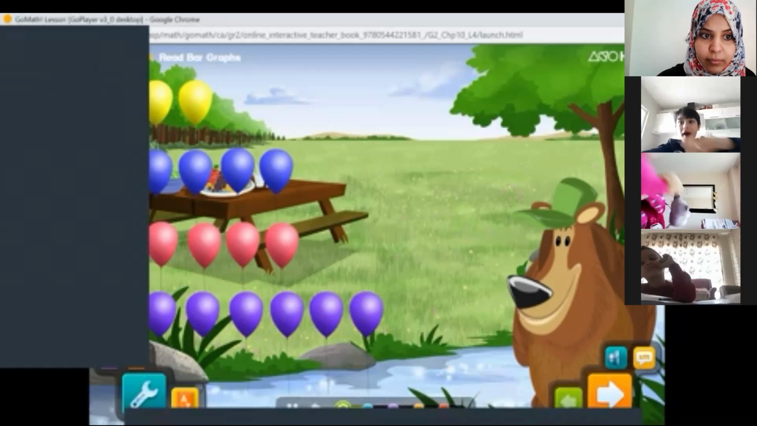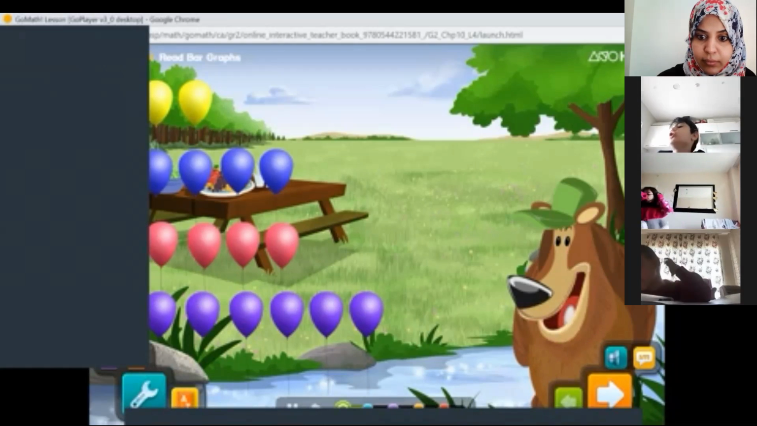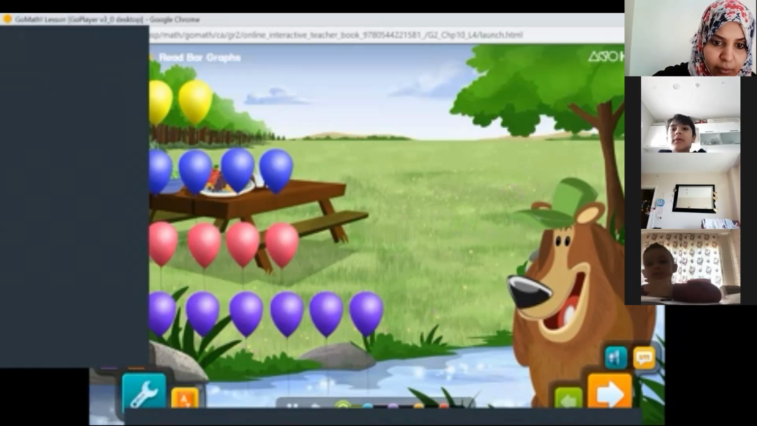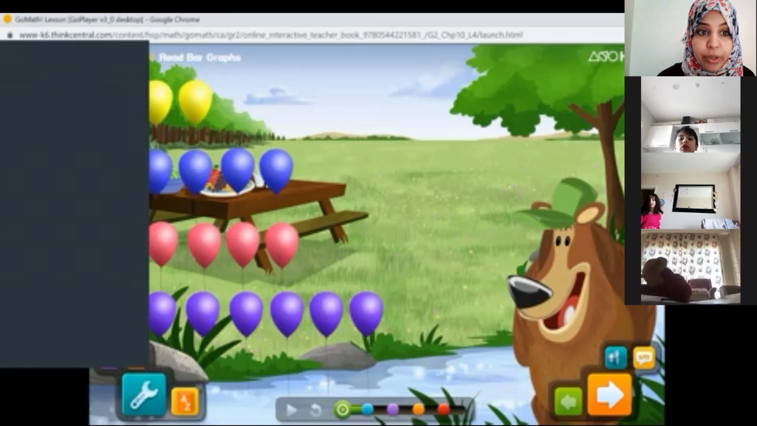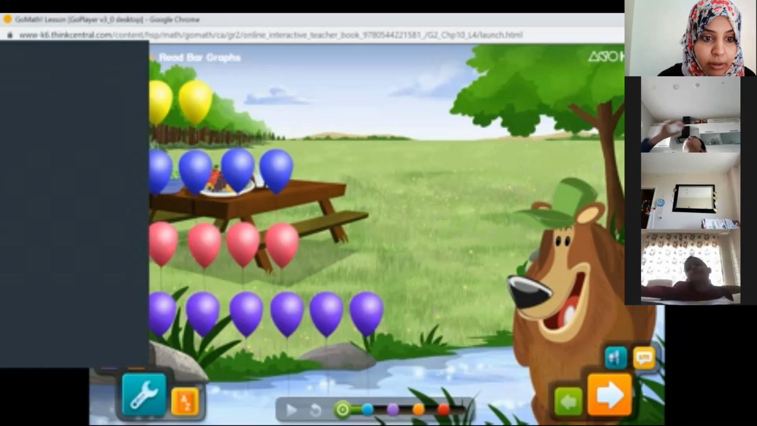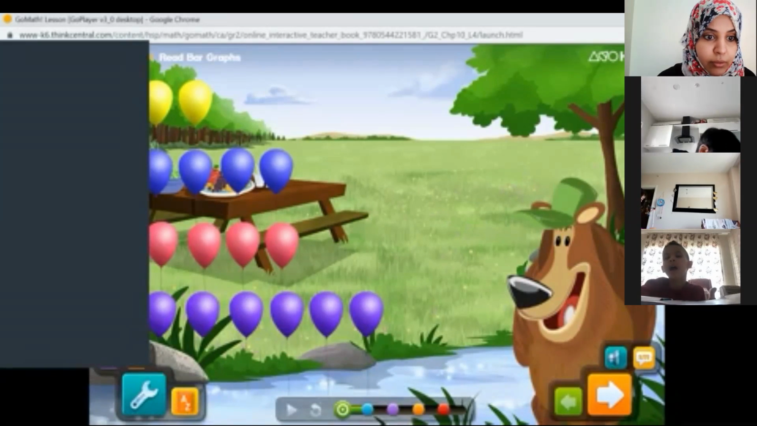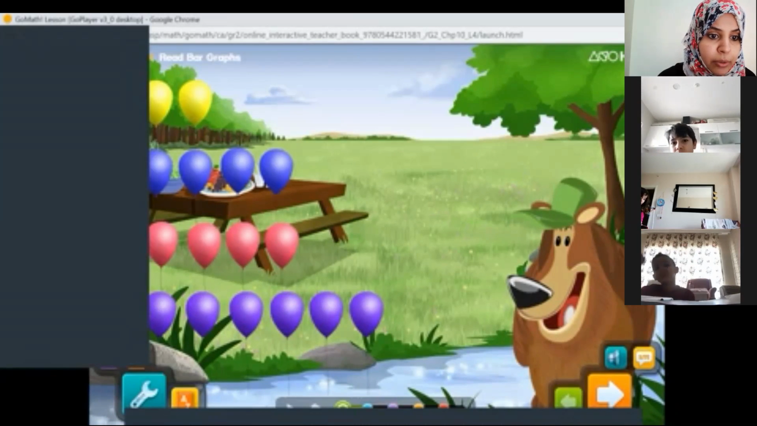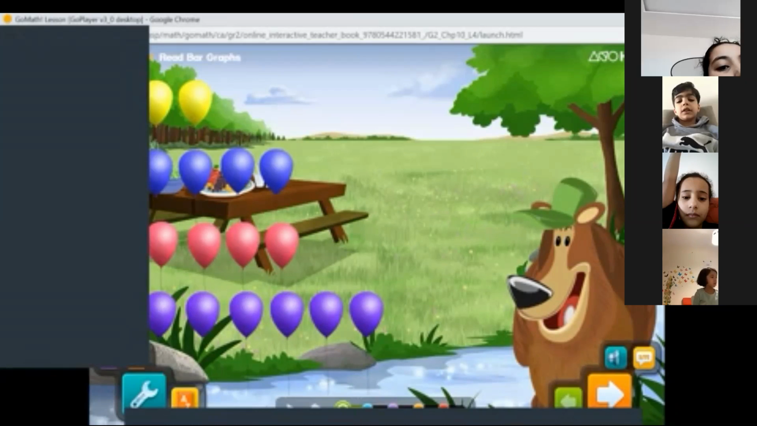I wonder which color balloons there are the most of. Is there a way we could show this data so it's easy to talk about and compare? Before we use a way to show the data, who can tell me which color has many balloons in it? Which color? Is it yellow, blue, pink, or purple? Who can tell me? Look at the balloons.